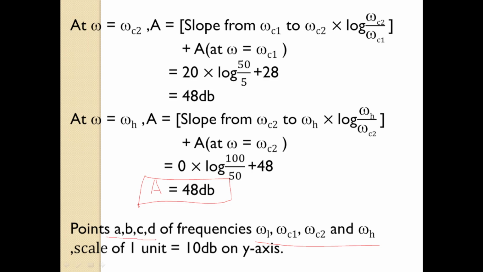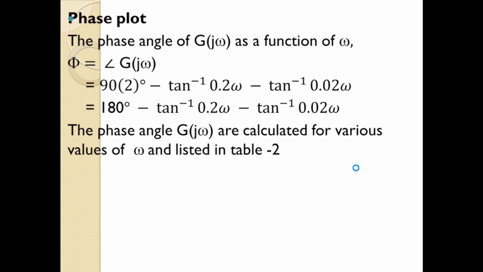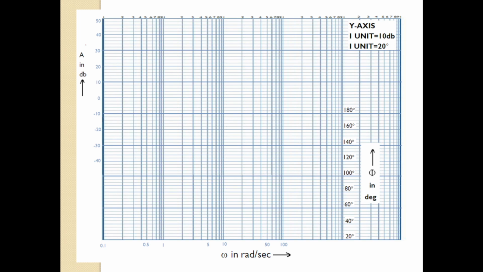Let us consider 4 points A, B, C, D. Let us take a similar graph sheet and consider 1 unit equal to 10 decibels on the y-axis. This is a similar graph sheet, and on the y-axis, A in decibels, 1 unit equals 10 decibels. Our highest value was 48 decibels, so 50, 40, 30, 20, 10, 0, minus 10, minus 20, minus 30, minus 40. This is the y-axis scale.